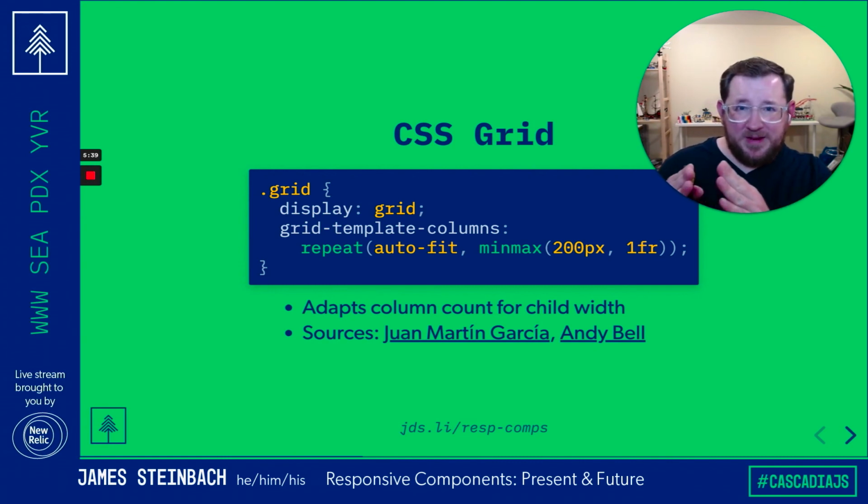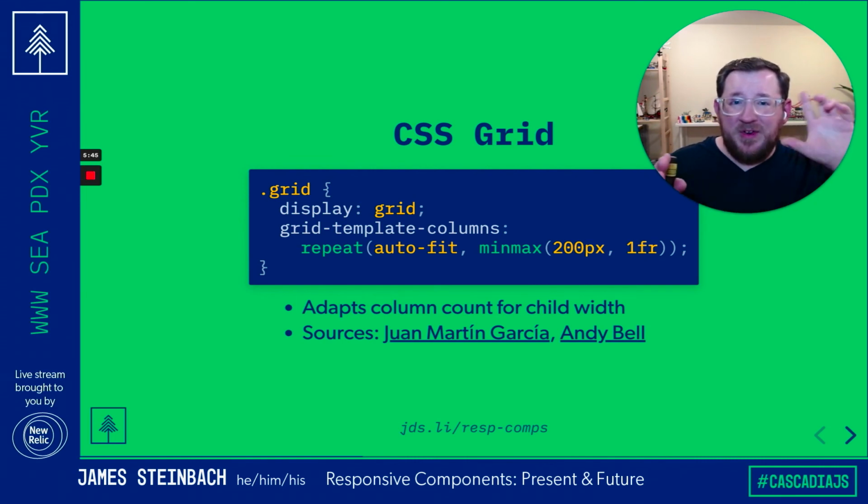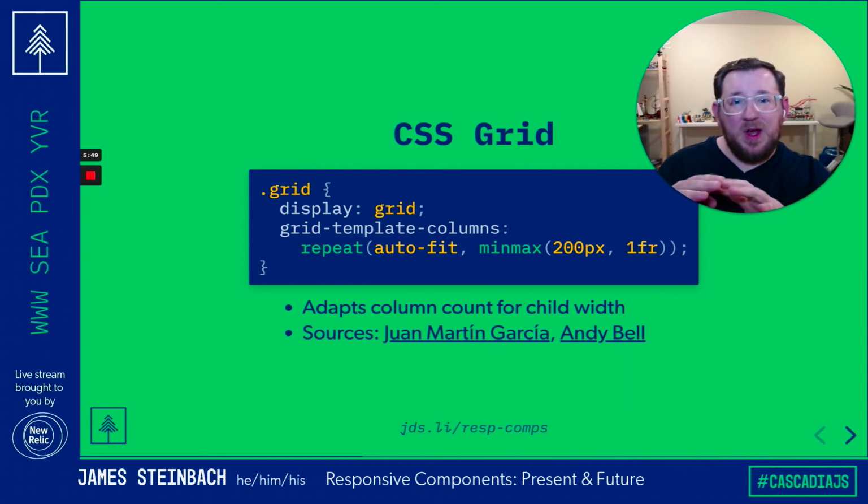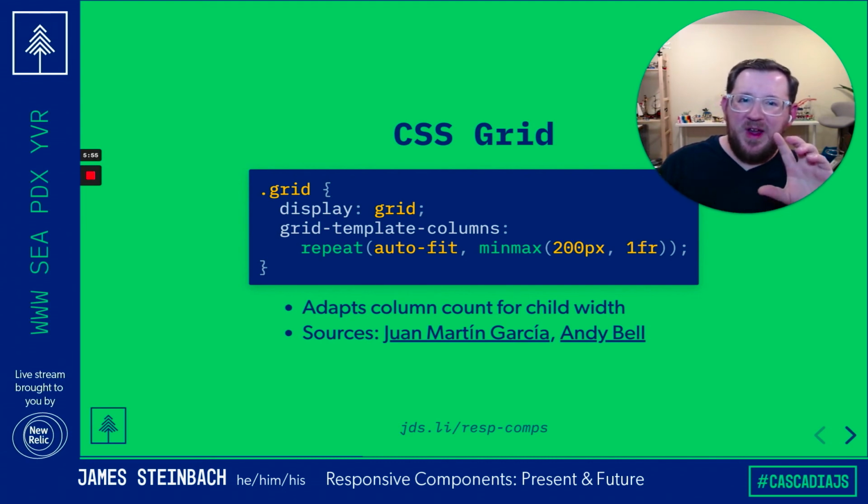But during that kind of stretchy space between an even number or a set number of 200 pixel columns and the opportunity to stick one more column in there, the one fraction unit will distribute the extra space evenly between the columns. So each column will just kind of grow until there's room for another column, then boom, it'll snap one extra column in. And then all the columns will grow together until there's room for an extra 200 pixel column, and then boom, we'll have another column.